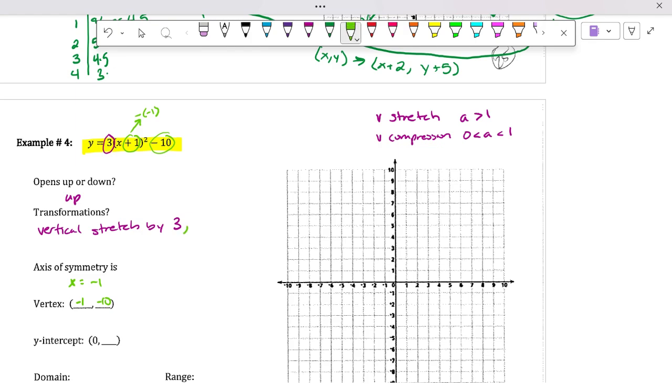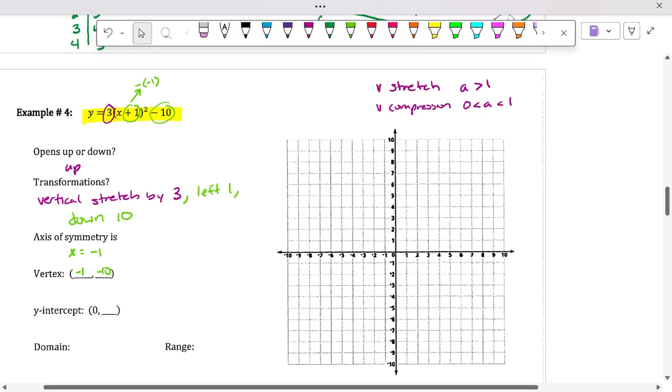What are the other transformations that we got? So we don't have a reflection because there's no negative on the A value. But what about translations? We go left, what? 1, and then what? Down 10. All right. So what would my y-intercept be if I plug in 0?